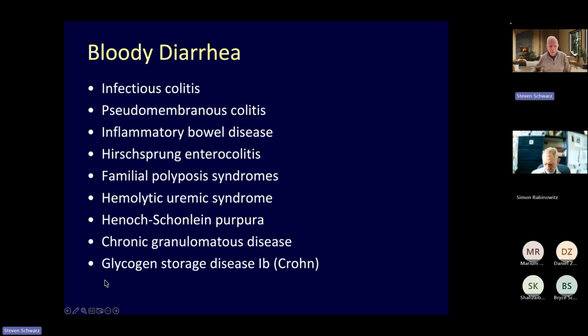Now, this is a common one that always appears on the boards. That's the type of Crohn's disease in glycogen storage disease type 1b, which you'd all know about because it's treated much differently than standard Crohn's disease. How? Well, this is the group that's going to get GM-CSF as treatment. And that's another board favorite. We saw that at Litch one day. Yep, we did.